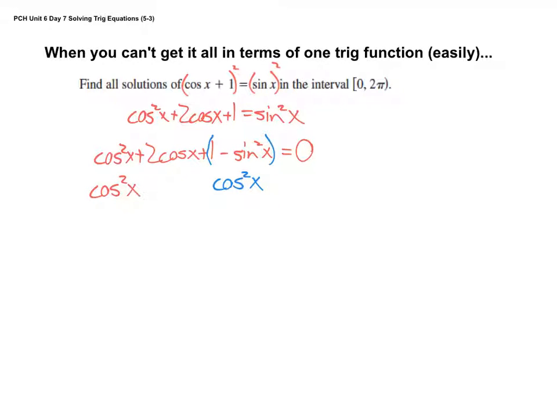Alright, so cosine squared x plus 2 cosine x plus a cosine squared x. Notice now everything's in terms of cosines. Okay?